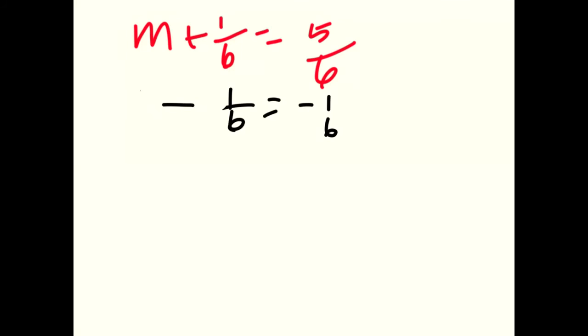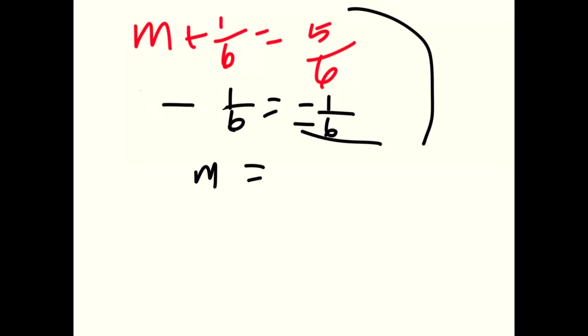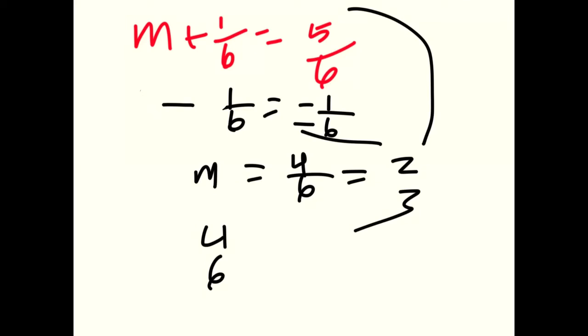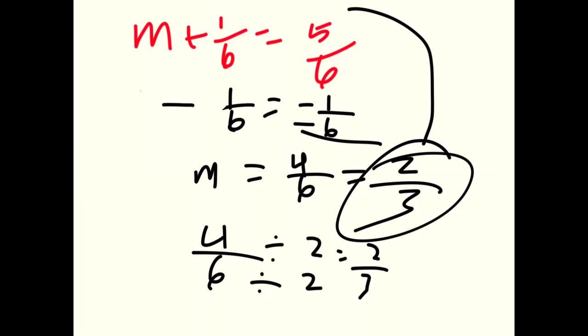So now that we did that, m is by itself, and then we have to subtract this right here. So 5/6 minus 1/6 equals 4/6, but we're not done because we have to simplify. So this is equal to 2/3, because you can divide 4 and 6 by 2. That equals 2/3, and that is your answer.